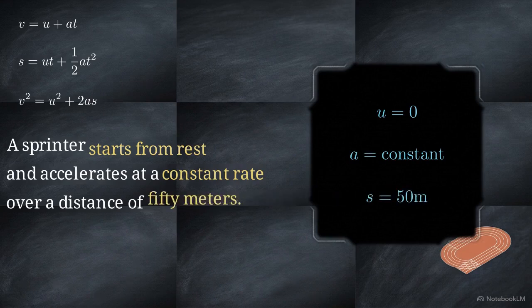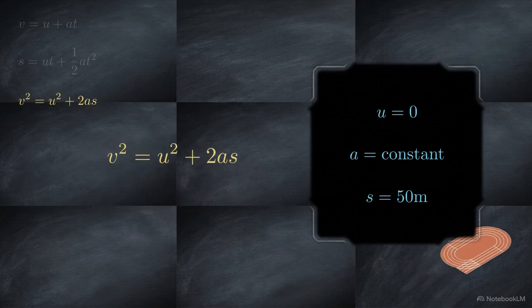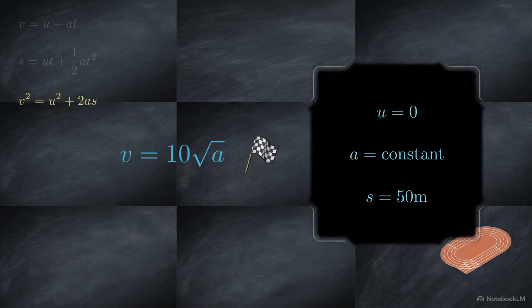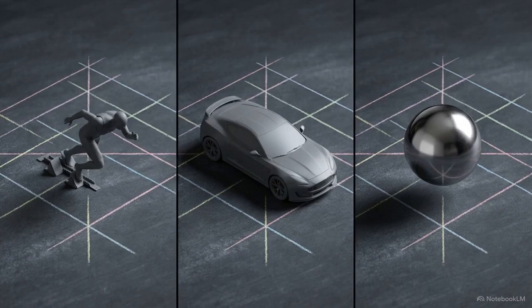For a sprinter starting from rest and accelerating over 50 meters, we identify our knowns: an initial velocity of 0, constant acceleration, and a 50-meter displacement. By selecting the equation that relates velocity and displacement without requiring time, we can solve for the sprinter's final speed. Algebraically isolating the unknown variable allows us to calculate exactly how fast the sprinter is moving at the end of that 50-meter stretch. Whether applied to a sprinter, a vehicle, or a falling object, these equations provide a reliable way to predict motion in any uniform system.